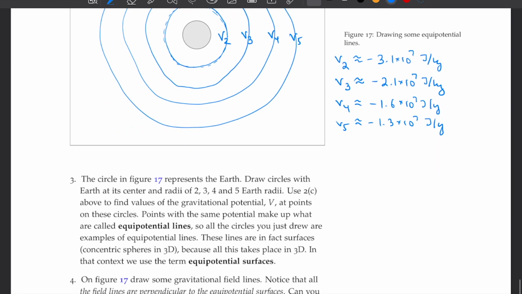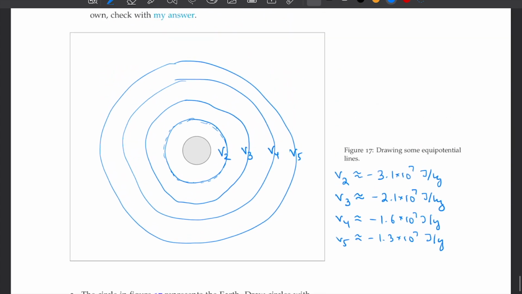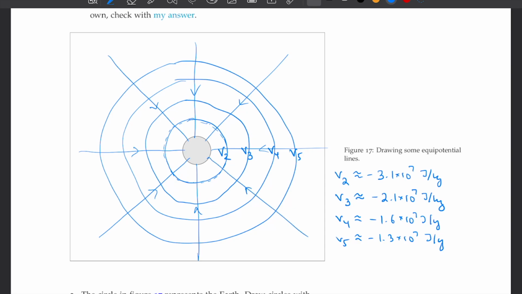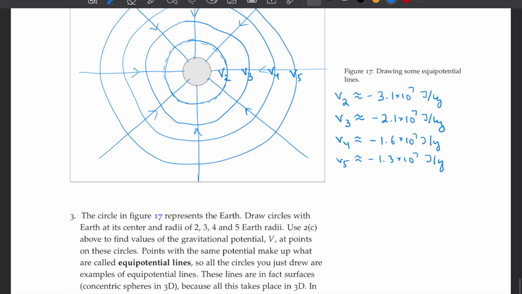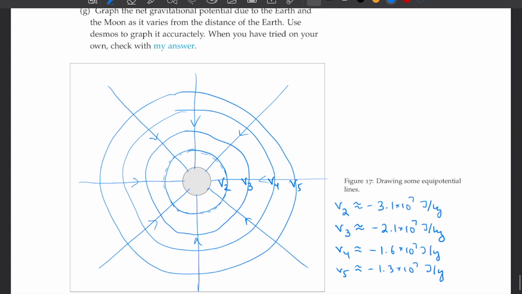Then the last question says, draw some gravitational field lines. Let's remember that gravitational field lines look like this, the field lines surrounding the Earth. It's a radially symmetric field, and the closer we come to the Earth, the stronger the field is. Then it says, notice that the field lines are perpendicular to equipotential surfaces. Can we justify why that is always true? Look at these field lines, they're perpendicular to these circles.